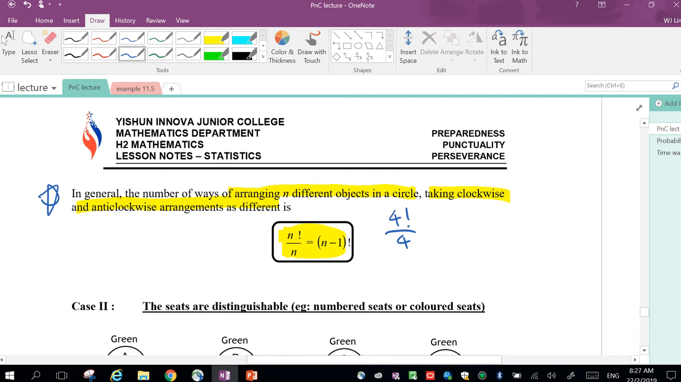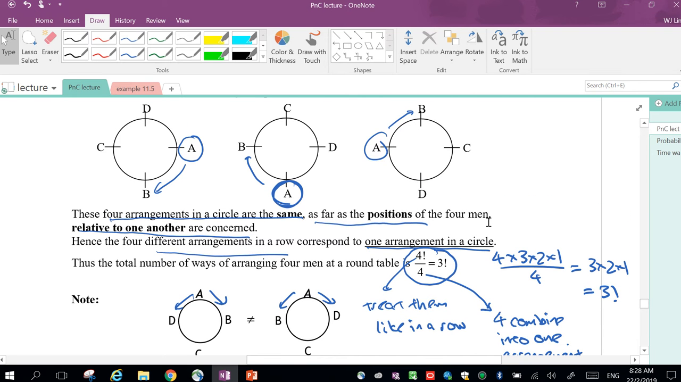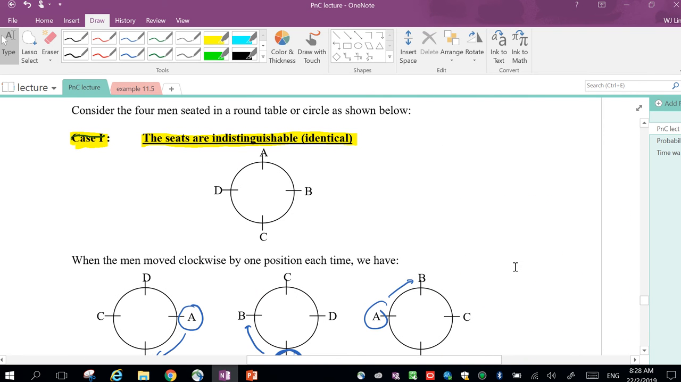There are 2 different ways of thinking, because P and C is about perspective. So I shared with you dividing by n. Now I'm going to share with you sometimes why it is 4 minus 1 factorial. Another way of looking at arrangement is this. You fix yourself, A.